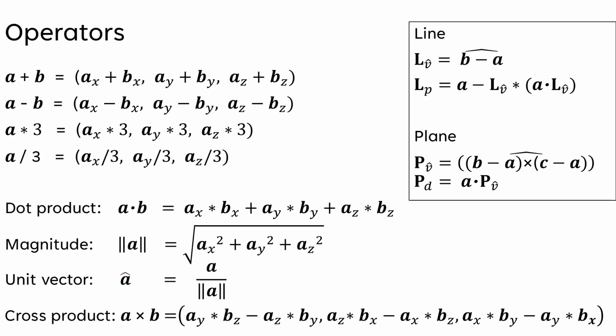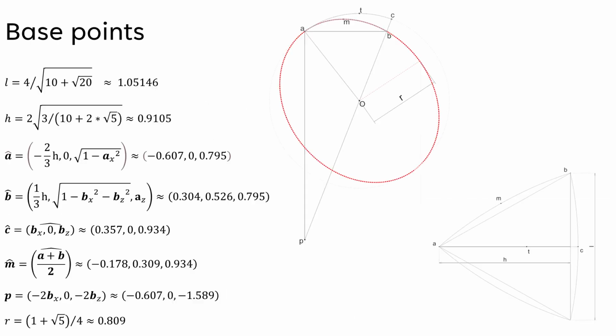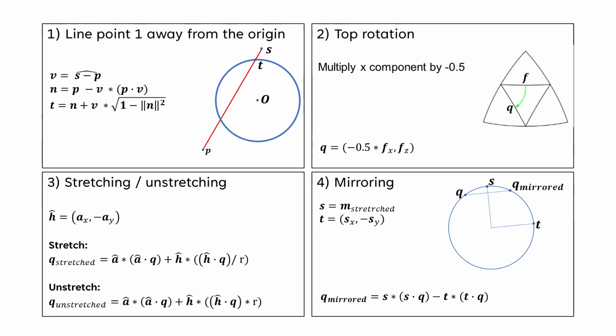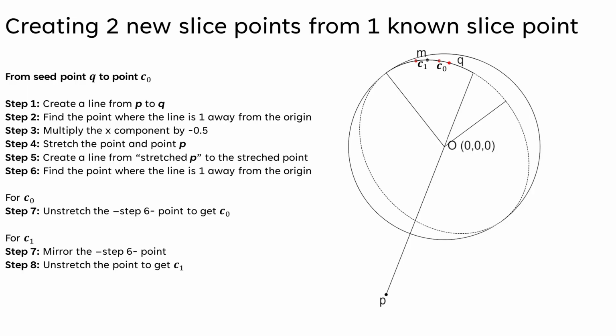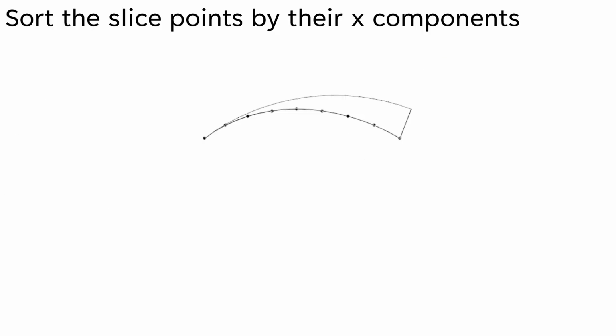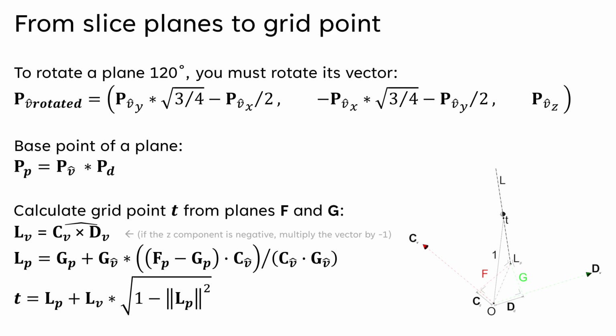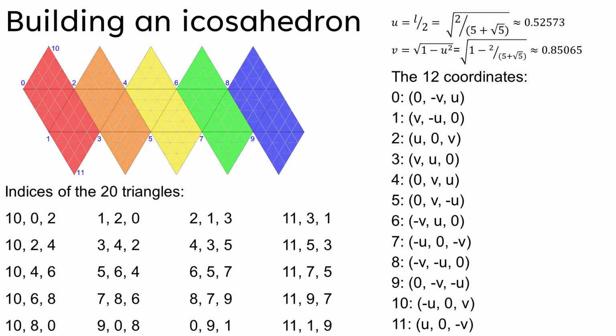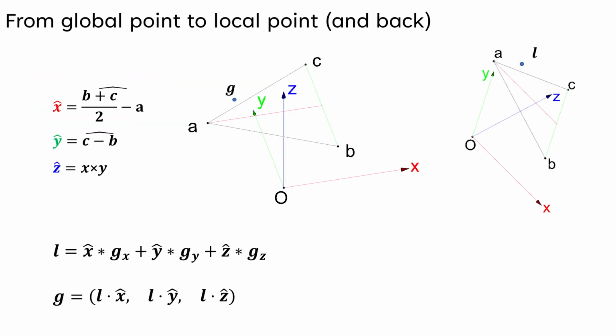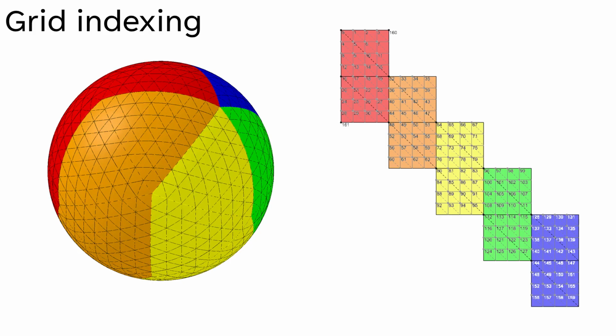And that's it. As a recap, we have learned how to use vector operators, how to calculate the base points of the grid, 4 tricks to calculate the slicing points in 2D and the steps to apply them. That we should sort the slicing points by the x components, how to create a plane from a slicing point, how to calculate the grid points, how to build the icosahedron, how to turn a grid into a full sphere, and the way we index the grid.